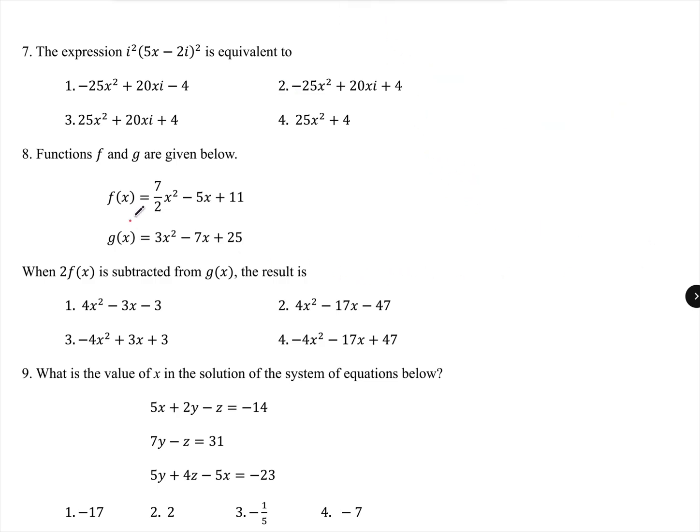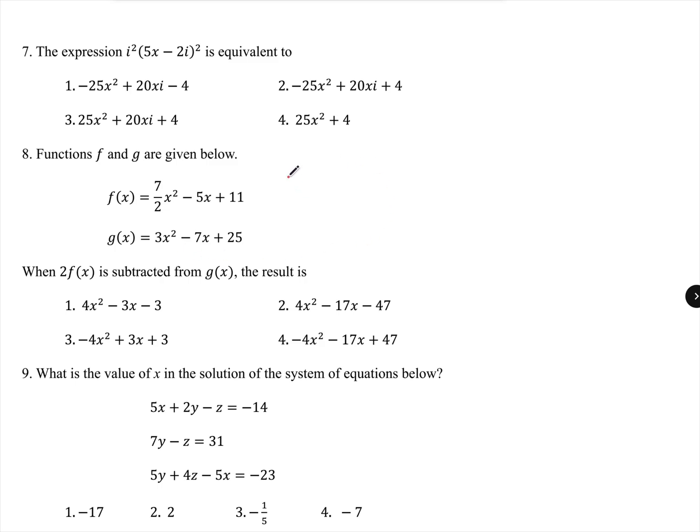If I look at number 8 now, you have two functions. And this is kind of like a little word problem, because it says when 2 times f of x is subtracted from g of x, the result is, we don't know. What am I really saying? I'm really saying I want to multiply this function by 2, and after I do that, I'm subtracting it from this.